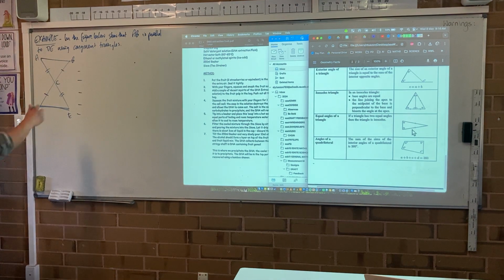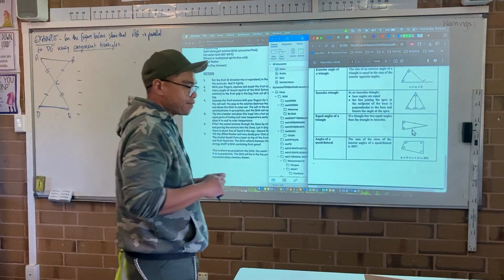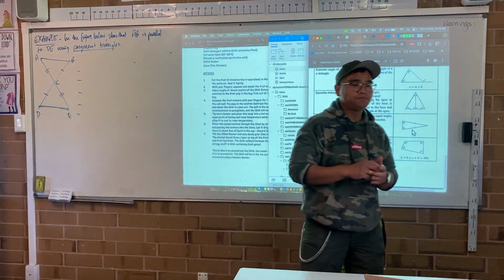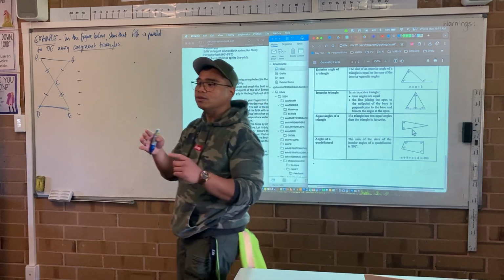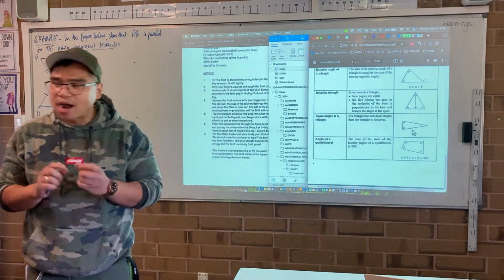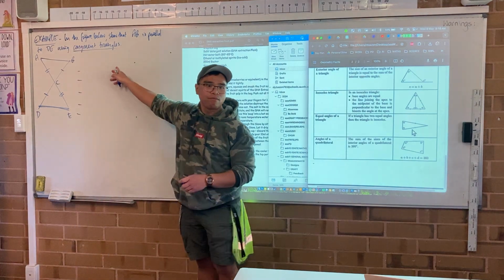I need to use congruent triangles. So I need to prove that these triangles are exactly the same. Which of those four congruent triangle options do you reckon I'll be using? Well, I just need to use one of them. Any idea? SAS, good. So you have a plan of attack. I need to prove SAS. Do I have any evidence to prove that yet?